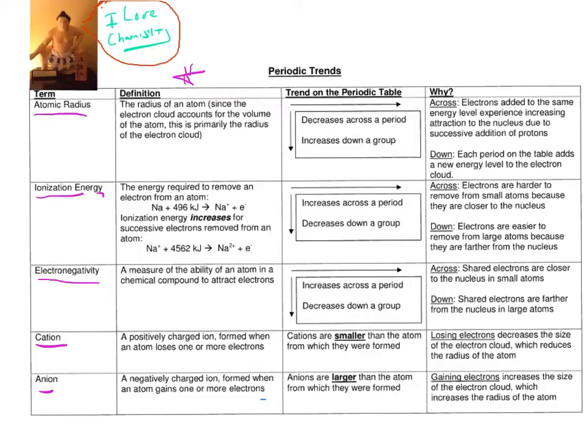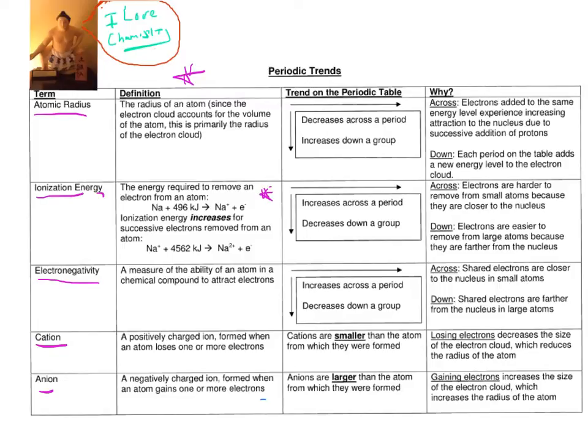And we figured out already that the size of an atom is going to be determined by how many energy levels are in the electron cloud. Okay, so that's the radius of an atom. Ionization energy, simply put here, is the energy that's needed to remove an electron from the atom. And as an example, you've got sodium plus 496 kilojoules is going to produce a sodium ion, and you get an electron.